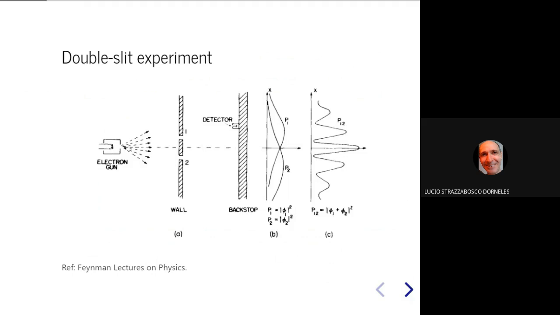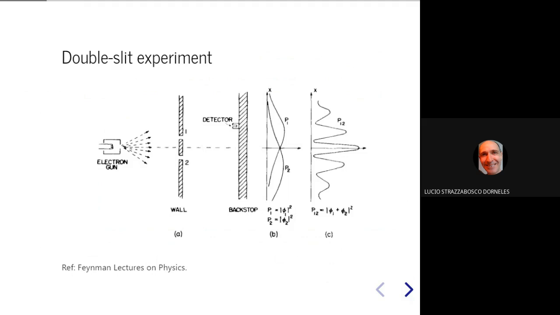This graph A, B, gives us the notion of particle behavior and nature. Now, the more interesting is when you open the two slits and perform the same detection, and now you have the graph C here. So now you have the interference pattern. This gives us the notion of wave behavior of nature.